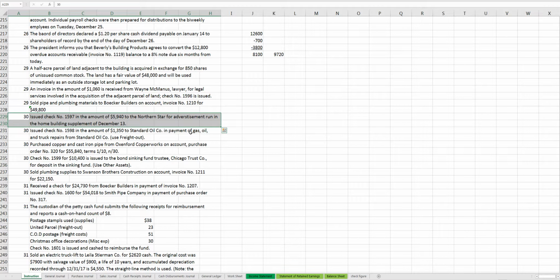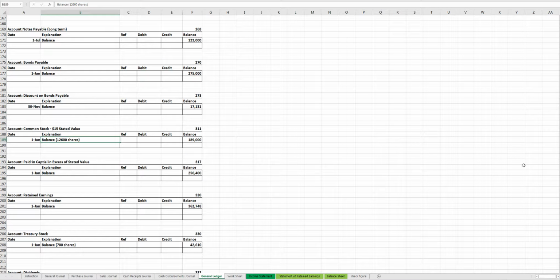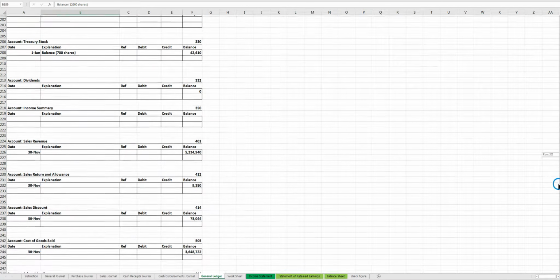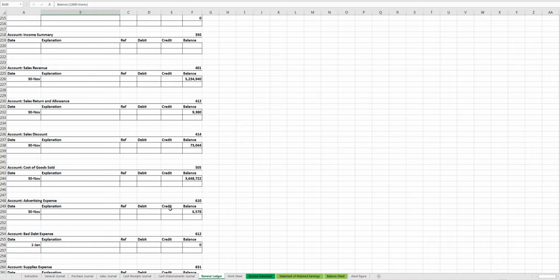$30. Issued a check in the amount, right, for an advertisement run in the home building supplement. All right, so this is a cash disbursement transaction. And obviously this is an advertisement, so I'm going to find an expense account to record this amount. The best account to put this number is advertising expense, account number 610.